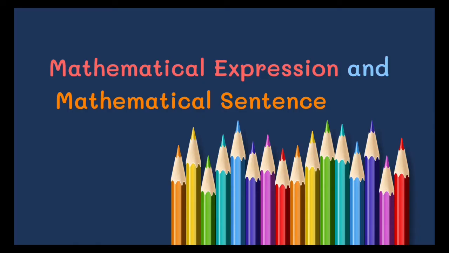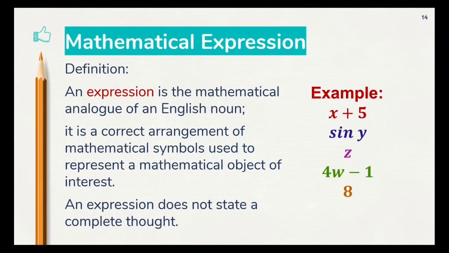Next, we have mathematical expressions and mathematical sentences. Because math is a language, we also have these expressions and sentences. First, we have mathematical expressions. An expression is a mathematical analog of an English noun. So, equivalent to an English noun. Name, place. Okay? It is a correct arrangement of mathematical symbols used to represent a mathematical object of interest. So, this is an expression that does not state a complete thought. Okay, so we have examples: x plus 5, sine y.